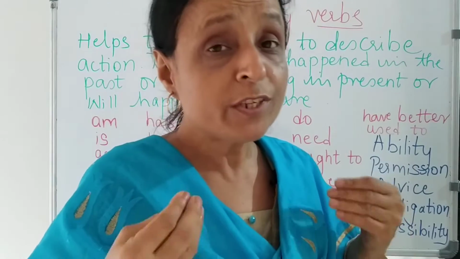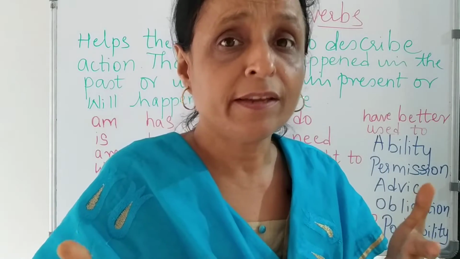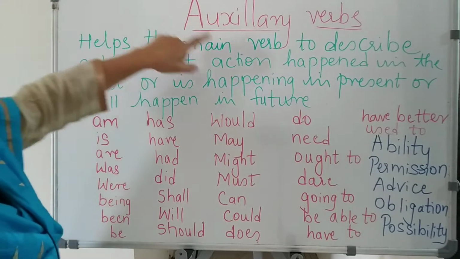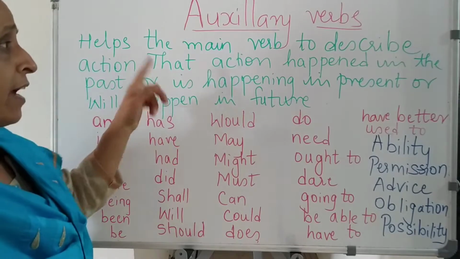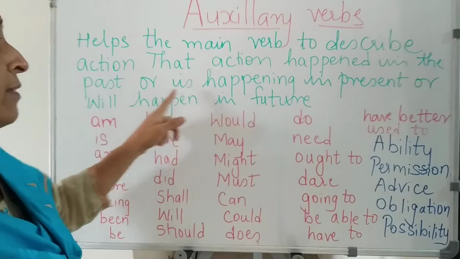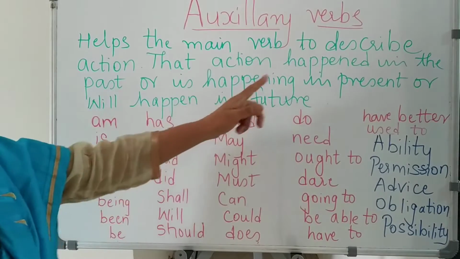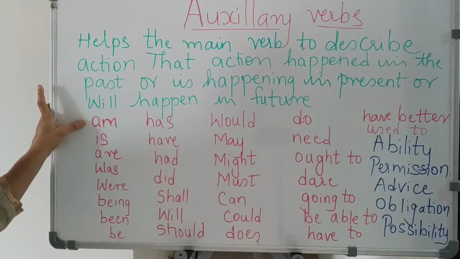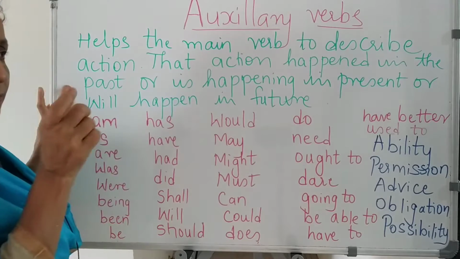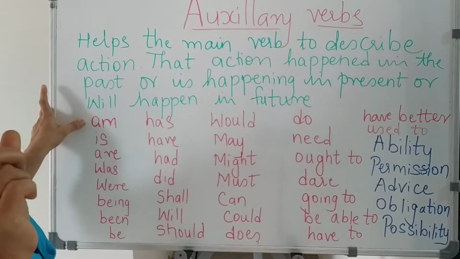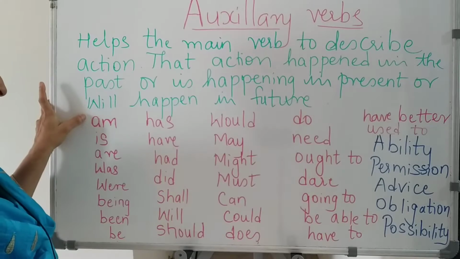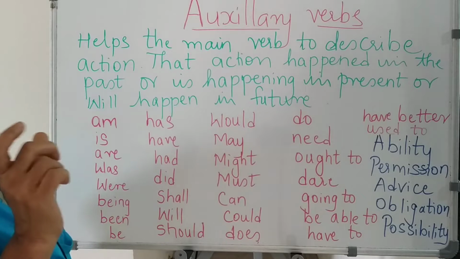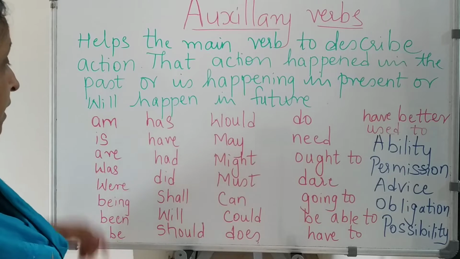So, let's see which are the different types of auxiliary verbs. Auxiliary verbs help the main verb to describe an action. That action happened in the past, or is happening in the present, or will happen in the future. So, that is the tense. I'm a good girl. A small child is first made to learn to construct simple sentences. So, I'm a good girl. Here am is an auxiliary verb which helps in constructing the sentence.